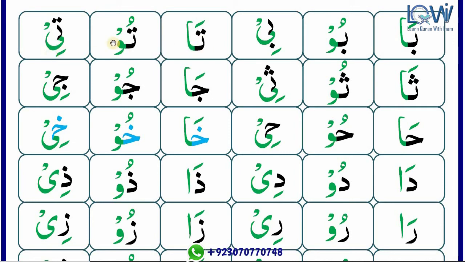We have read the same letters with spelling. Now we will revise the same letters without spell. Ta tu ti. Next line without spell. Tha.